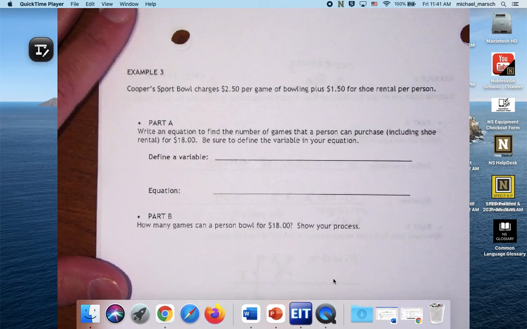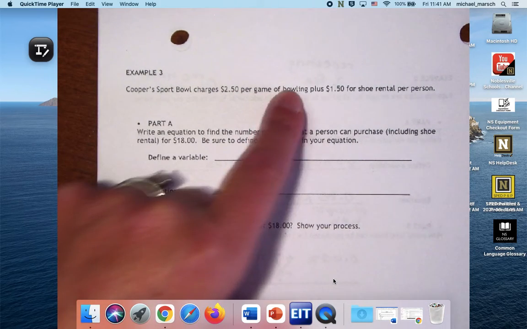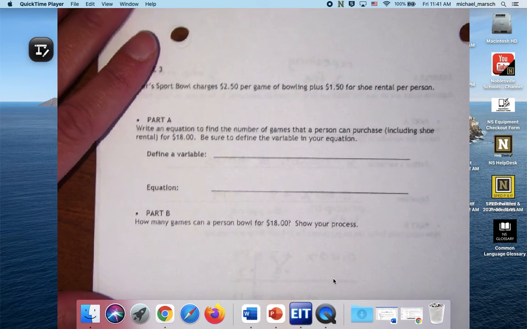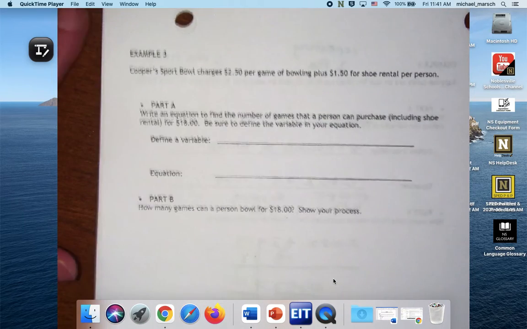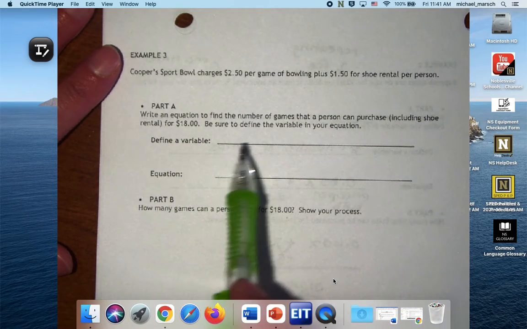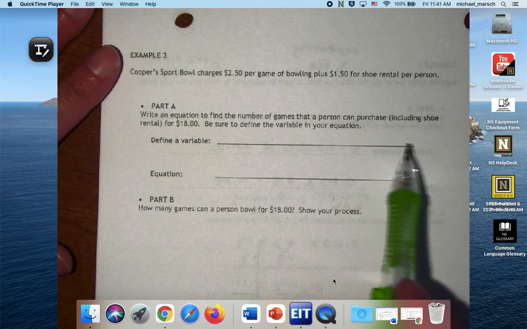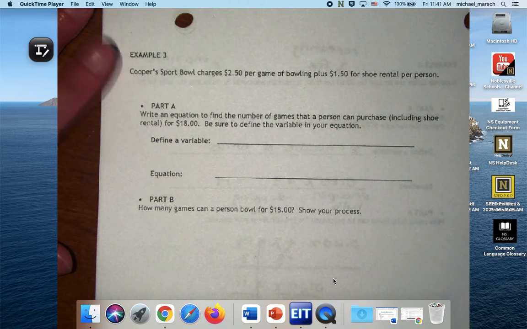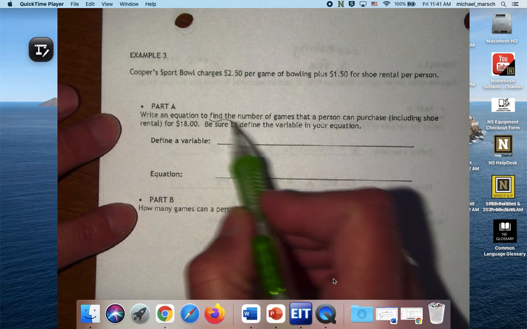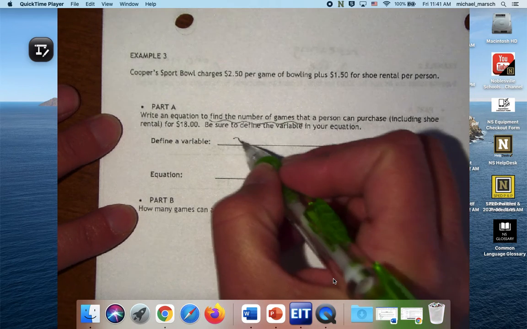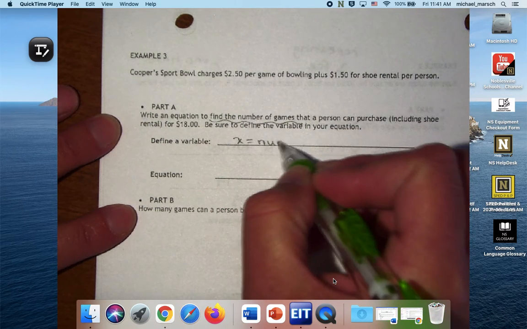Okay, Cooper Sports Bowl, $2.50 per game of bowling plus $1.50 for shoe rental. So that's our scenario. Write an equation to find the number of games that a person can purchase, including shoe rental, for $18. So we are going to find what? Find the number of games. X equals number of games.